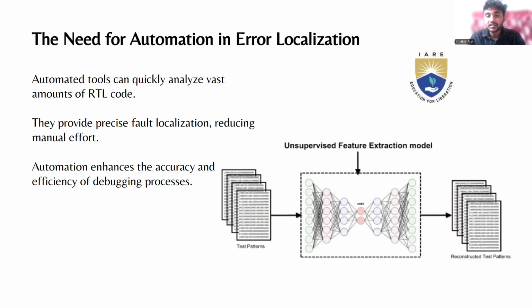The need for automation in error localization. Automation tools can analyze very large code bases quickly. They can pinpoint and prioritize faults and reduce manual effort, making the debugging process more efficient and accurate.